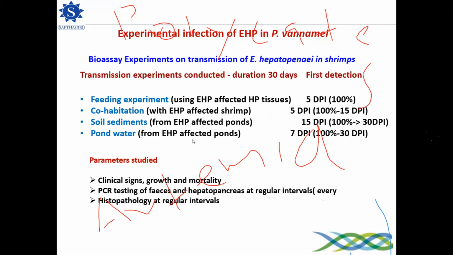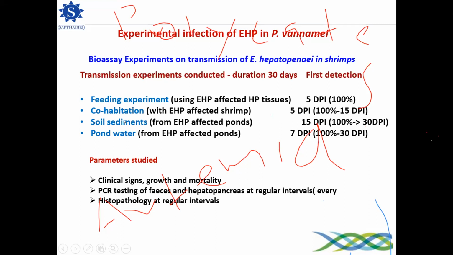Whereas in pond water, 100% EHP infection only occurs after 30 days post-infection. That means EHP does spread through water, but in a very slow manner. Very slowly only it is spreading.